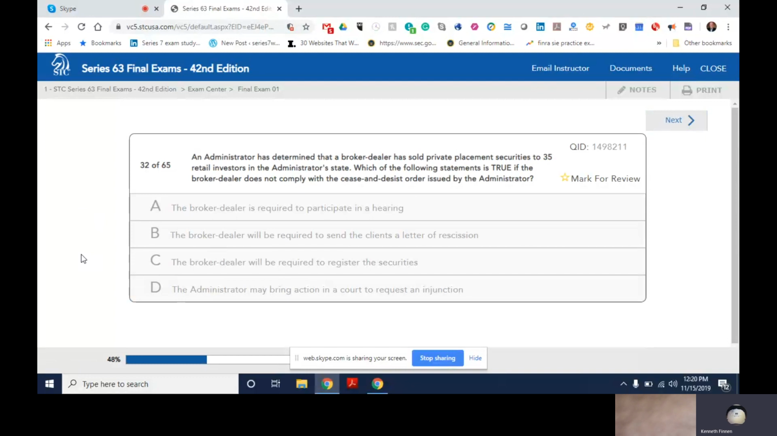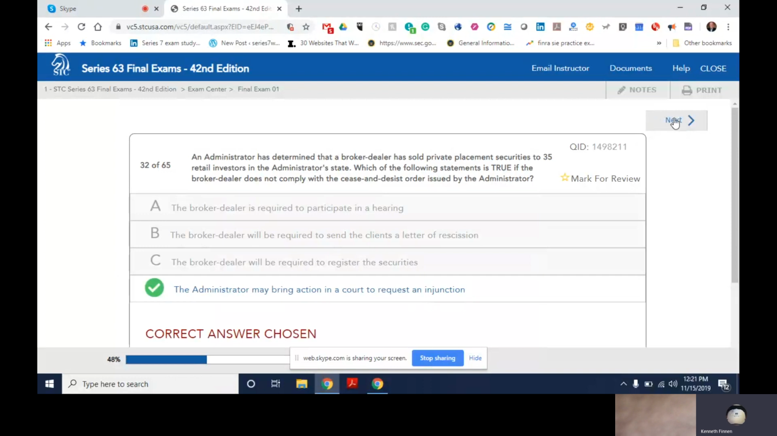An admin has determined that a broker-dealer sold private placement securities to 35 retail investors in the admin's state. Which of the following statements is true if the broker-dealer does not comply with the cease-and-desist order issued by the admin? Again, not a testable thing. The broker-dealer is required to participate in a hearing. You don't have to do anything. The broker-dealer will be required to send the client a letter of rescission. We'll come back to that. The broker-dealer will be required to register the securities. The administrator may bring action in a court to request an injunction. That's probably the answer, because they can ask for an injunction. They can't do it themselves. And an injunction is a legal order from a court saying you can no longer do work. That might be the answer.